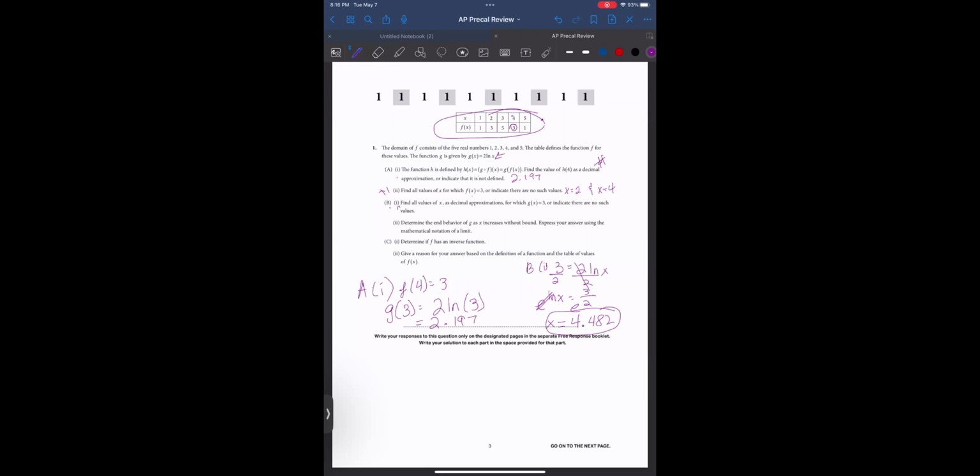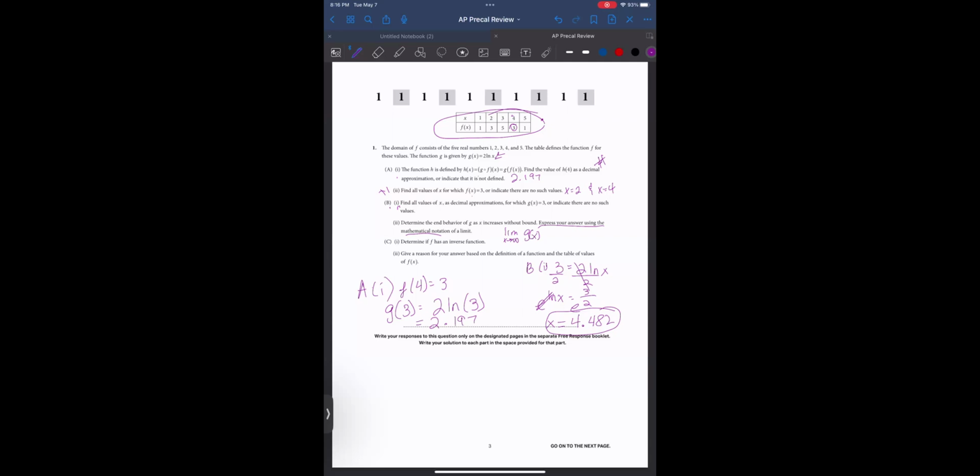All right, so looking at this, determine the end behavior of g as x increases without bound. Express your answer using the mathematical notation of a limit. So this is a really ugly way of writing it exactly how we've been saying: the limit as x approaches infinity of g of x. Would it be positive infinity because it's a log? Yes.